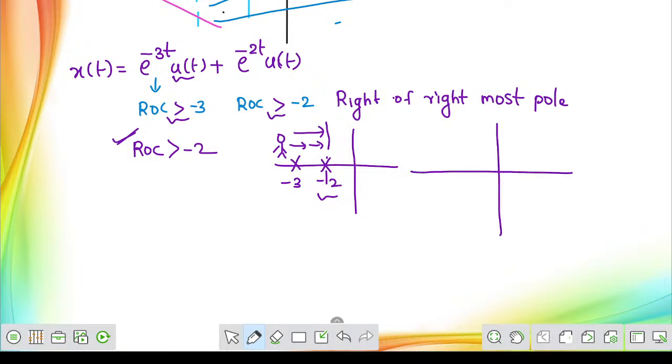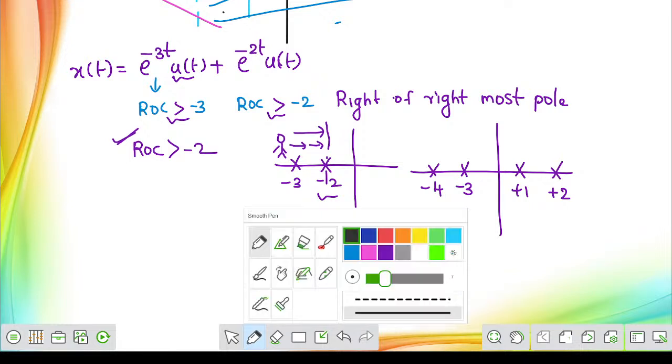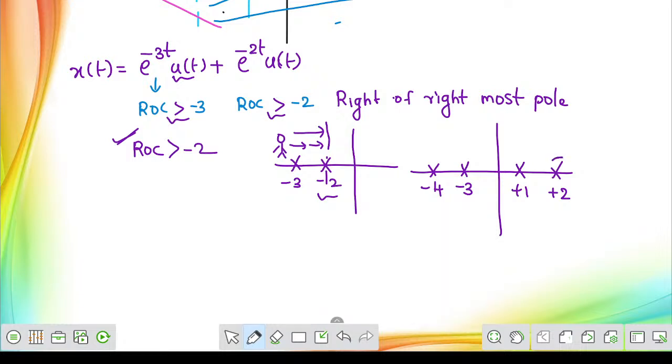Let us assume I have a pole at -4, and I have one more pole at -3. I have one more pole at +1. I have one more pole at +2. All these poles are right sided. For all of them, the ROC will be right sided. Then what will be the final resultant ROC? The resultant ROC will be right of the rightmost pole. So the resultant ROC will become greater than 2.